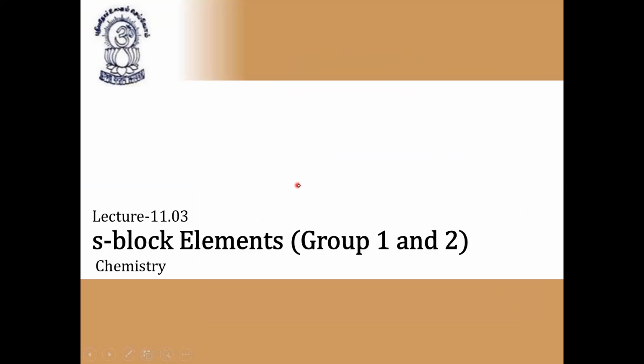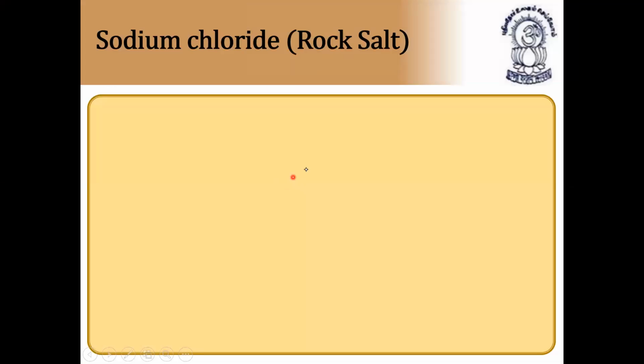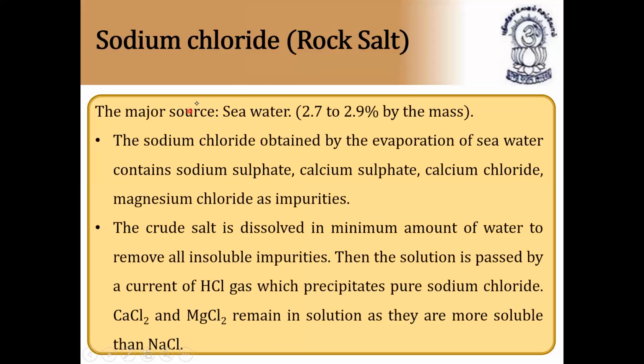S block elements, lecture 3, preparation of sodium chloride. Now we are going to learn about some more compounds of sodium, that is sodium chloride. It is also called rock salt. The major source of sodium chloride is seawater. If you evaporate seawater in salt meadows, automatically you will get rock salt.